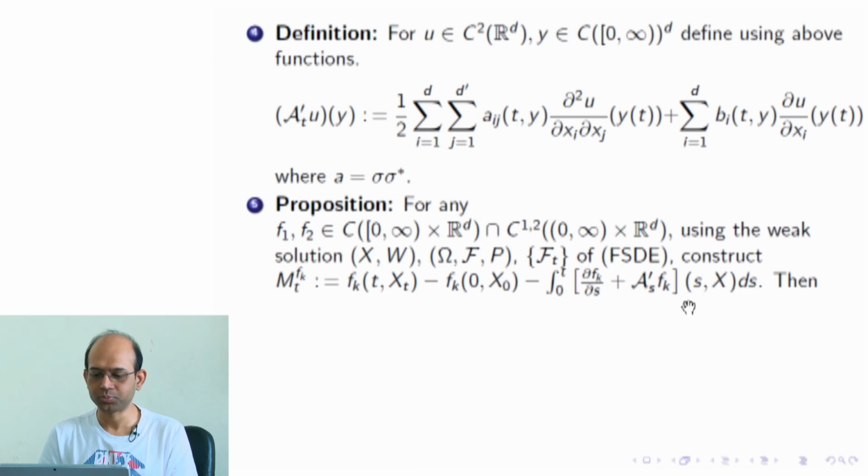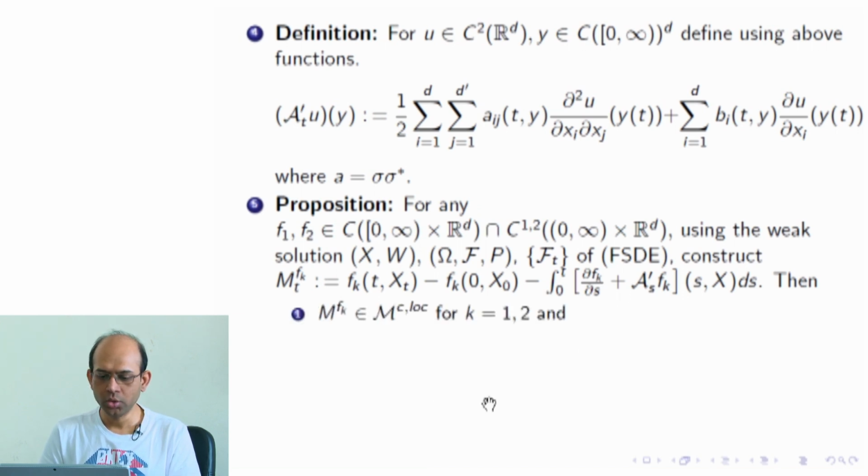So this is a function of t because of the integration from 0 to t. As t changes, this changes, and it involves the random process X. So this is a stochastic process. Here also this involves X_t. So on the right hand side we get a stochastic process with running variable t, and therefore M^{f_k}_t is also a stochastic process. What we assert in this proposition, of course I am not giving the proof, I am just stating it, is that this new process M^{f_k} is a continuous local martingale, for each k equal to 1 and 2.